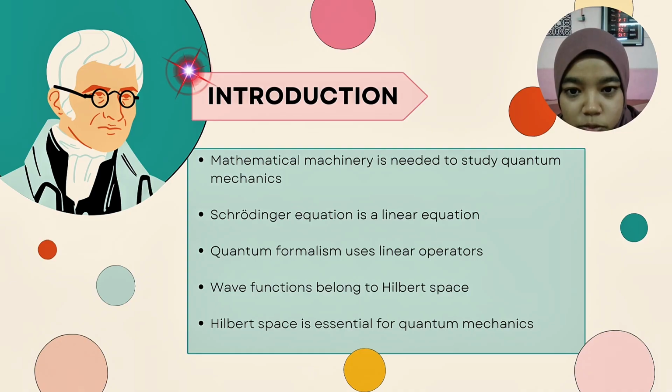In this presentation, we will introduce the main mathematical tools used in quantum mechanics. In quantum mechanics, we need mathematical machinery to describe physical systems accurately. One of the main equations in this theory is the Schrödinger equation, and it has the structure of a linear equation. Because of this, quantum mechanics uses linear operators and wave functions. This wave function belongs to a mathematical space called Hilbert space. Hilbert space is essential because it provides the correct framework to describe quantum states and their properties.